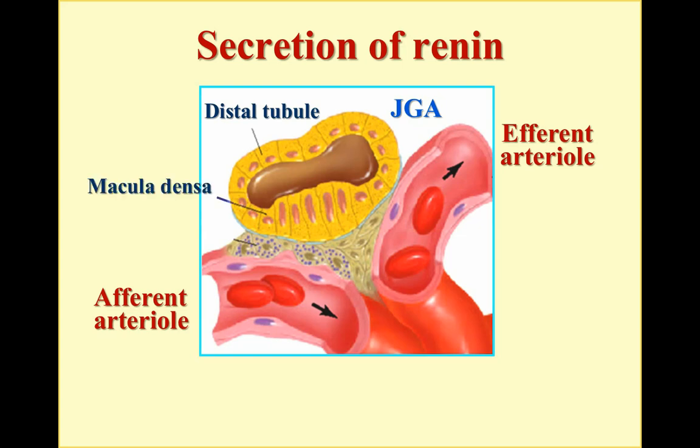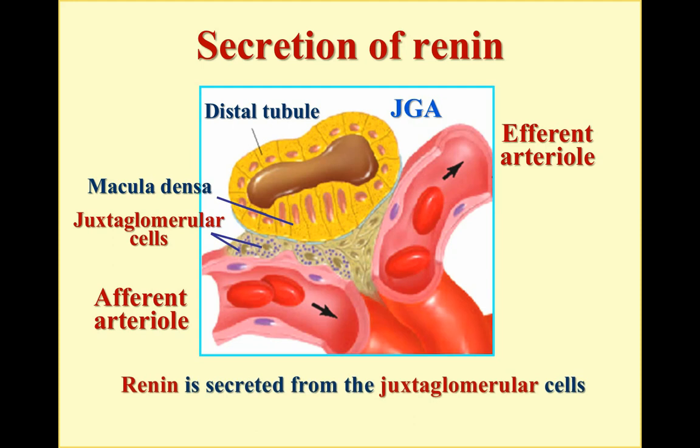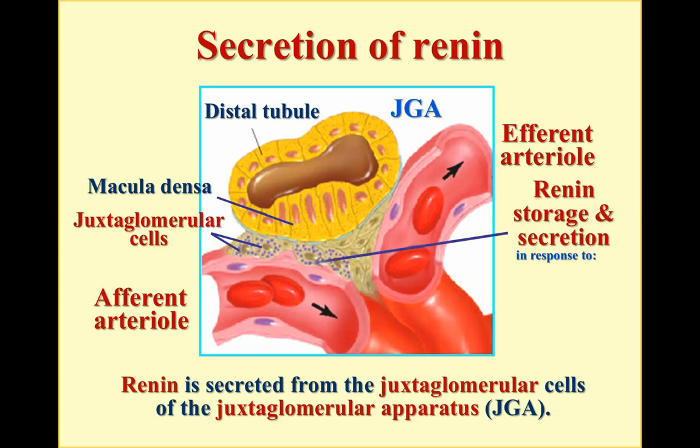And the main parts of this apparatus are the cells of the macula densa, cells that are sensitive to the level of sodium and chlorine in the distal tubule fluid, and also juxtaglomerular cells. These cells are located just around the afferent, bringing arteriole, and exactly these cells are the source of renin. Renin is secreted exactly from the juxtaglomerular cells. So here it's produced, stored, and secreted in response to the stimuli.